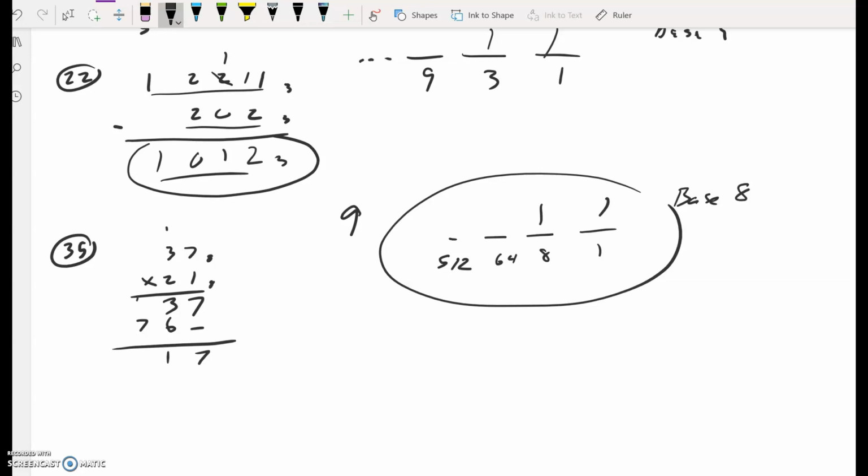And we have 1 plus 7, which is 8. But we can't write down 8 in base 8. So we need to figure out what 8 is. It's 1 0. So we have this 1 0 1 7 number, and that number is in base 8.